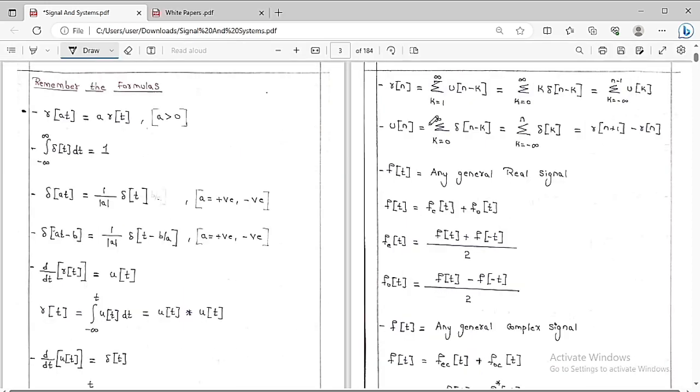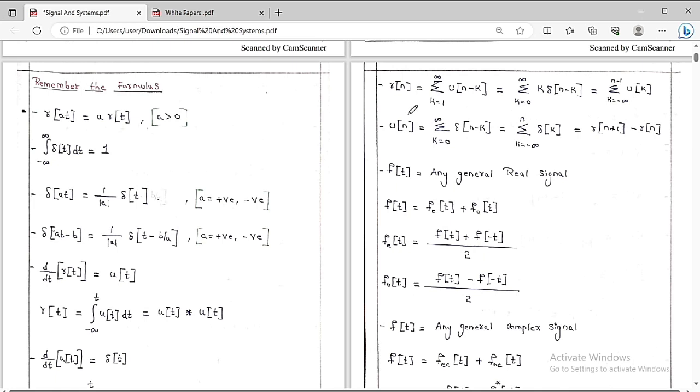Now we are going to discuss another point, which is R of n is equal to sigma k equal to 1 to infinity u of n minus k. So basically I can say in the discrete time domain, I can write the ramp response as sigma k equal to 1 to infinity u of n minus k. It is a delayed summation of the step responses, that is nothing but R of n.